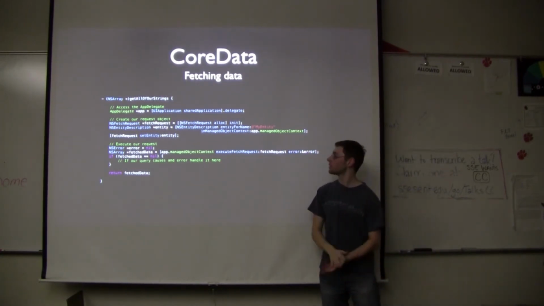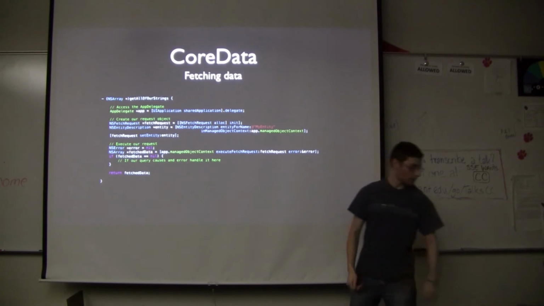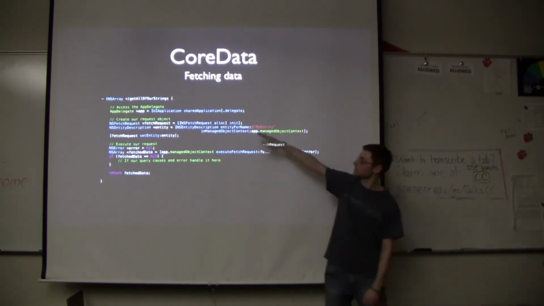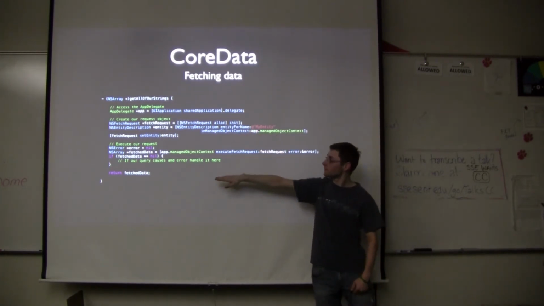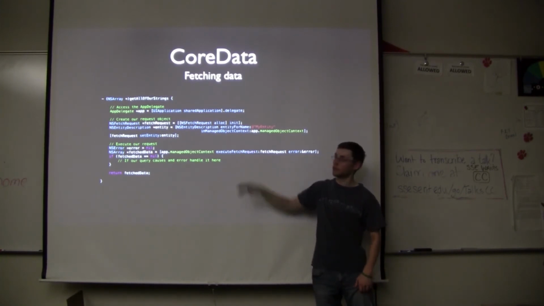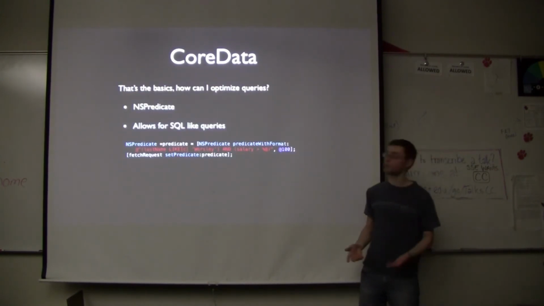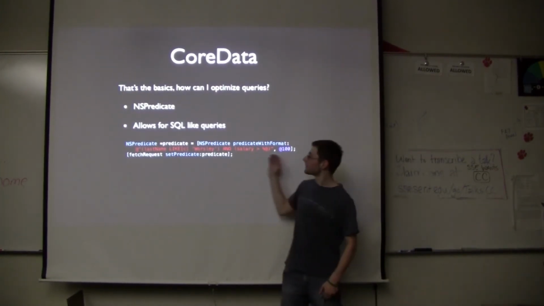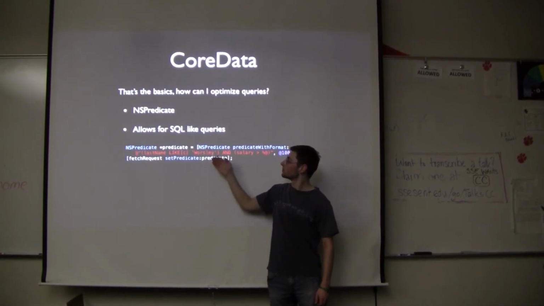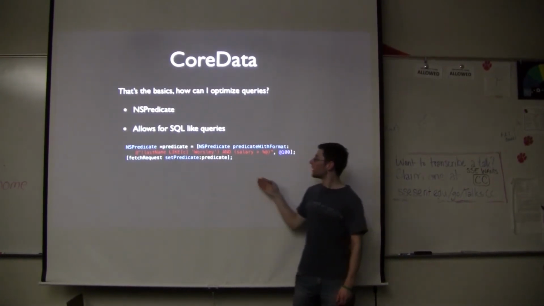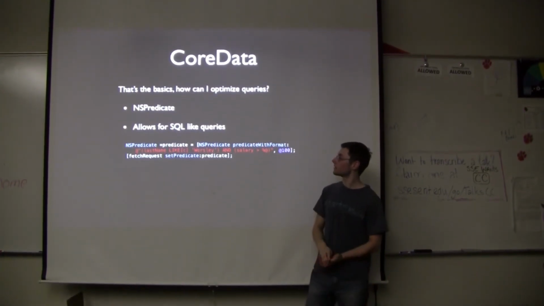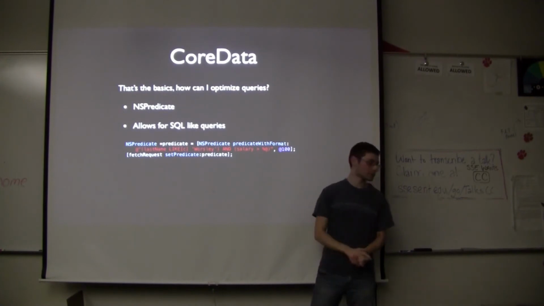Actually doing queries is also very simple. This one is just getting an NSArray of all the data in our database, so this will return an array of all our entities. But if you actually want to do more specific querying, you can do something like this, which is very similar to SQL querying. There's a little bit more you can do syntactically, and this is just one way of doing it.